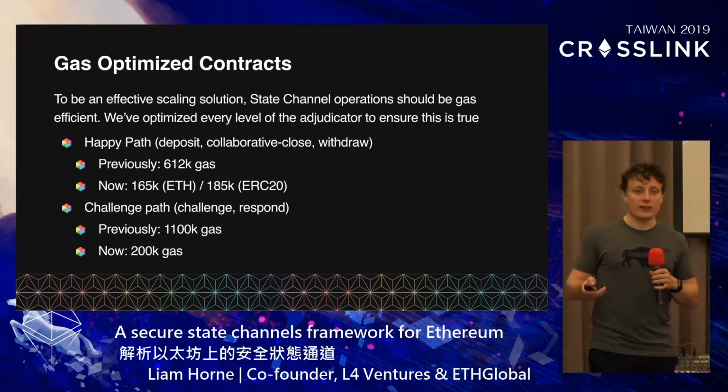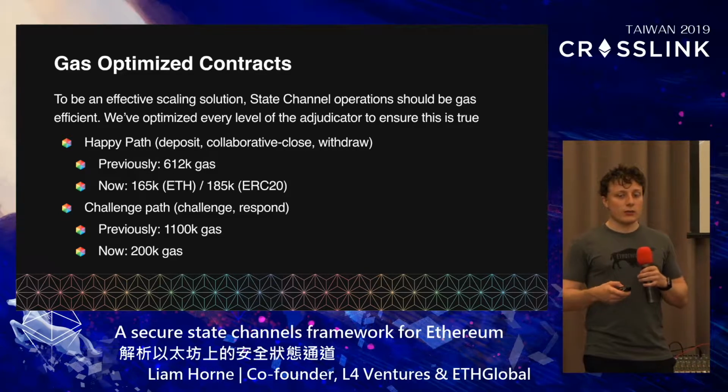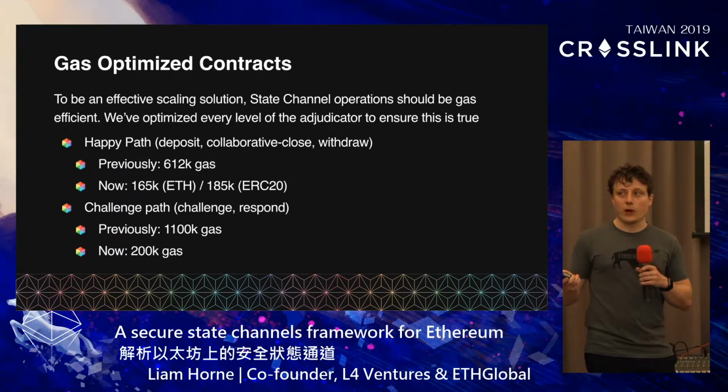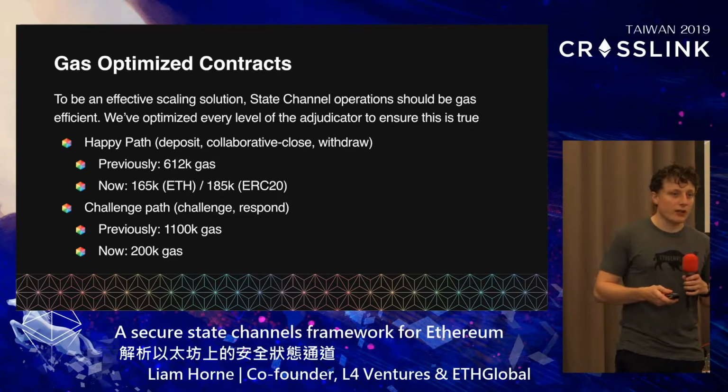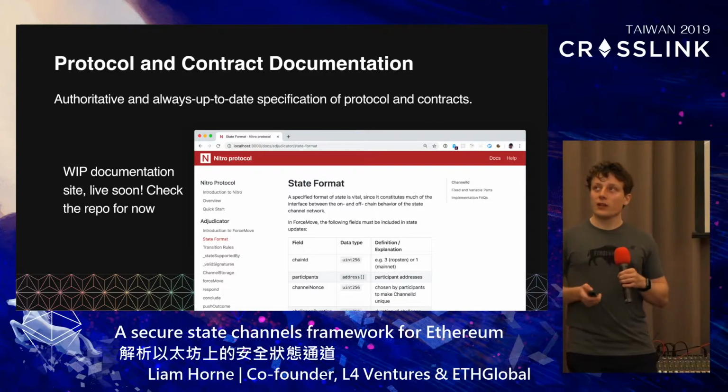And then the challenge path is something goes wrong and someone challenges you on chain, you can respond and get your money out with 200K gas, which is reasonable at this point, I think, for something of this nature. So that's another thing we've done.